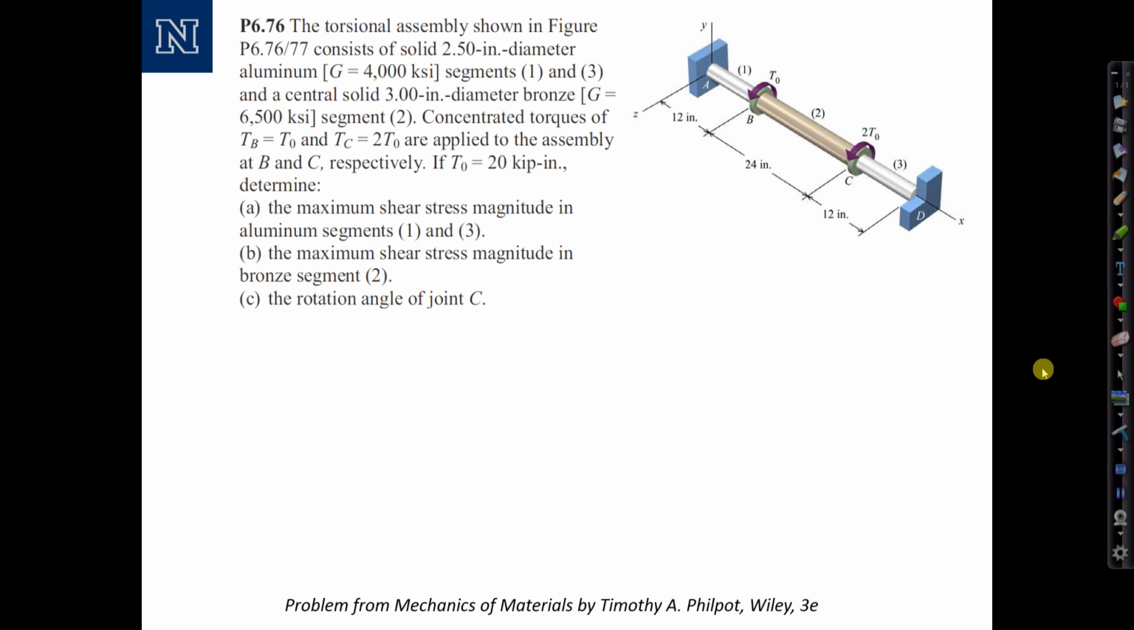Here's the first example that we'll look at. This is a problem from Mechanics of Materials by Timothy Philpott, Wiley 3rd edition. The problem statement reads, the torsional assembly shown in the figure consists of solid 2.5-inch diameter aluminum segments with a shear modulus of 4 ksi, those are the end segments 1 and 3, as well as a central solid segment with a 3-inch diameter bronze section with a shear modulus of 6,500 ksi.